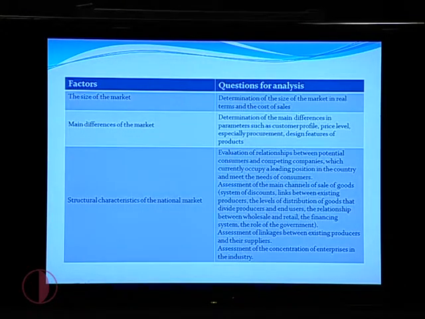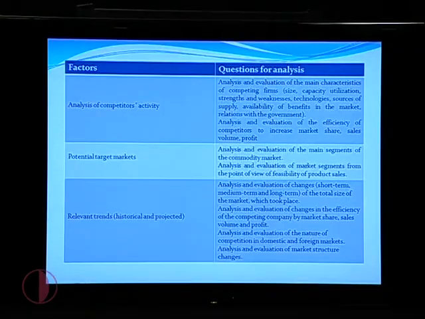Look. For example, if we speak about the size of market, we should analyze determination of the size of the market in real terms and the cost of sales. If we speak about main differences of the market, we think about determination of the main differences in parameters such as customer profile, price level, especially procurement, design features of products. Factors in the table also include analysis of competitors' activity, potential target markets, and relevant trends, historical and projected.